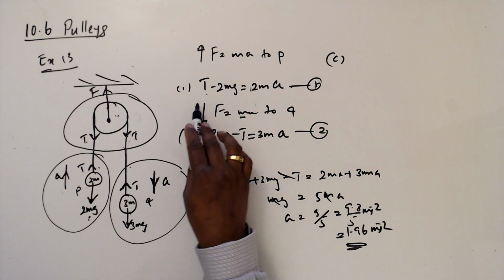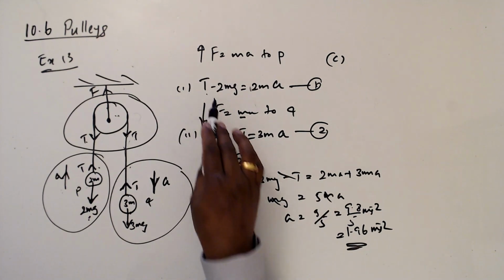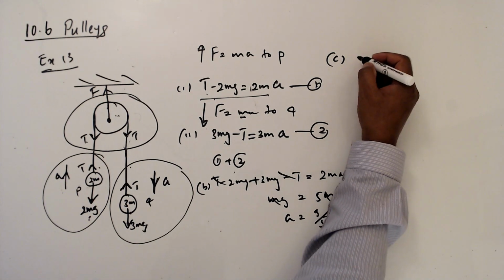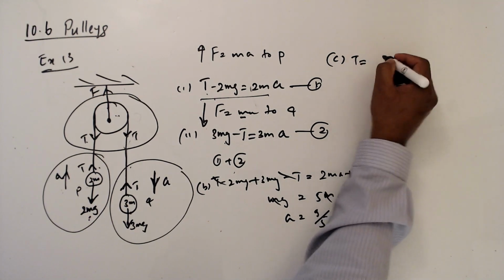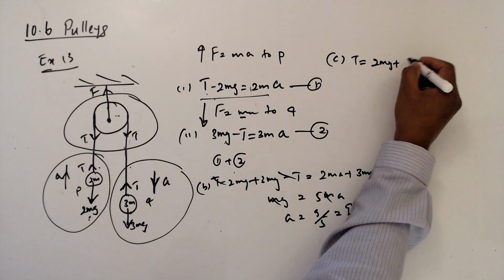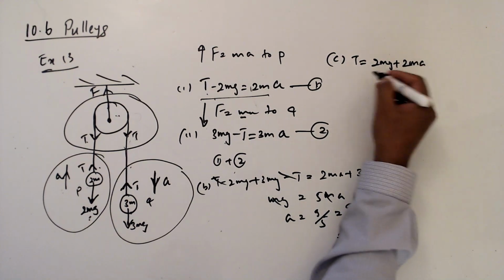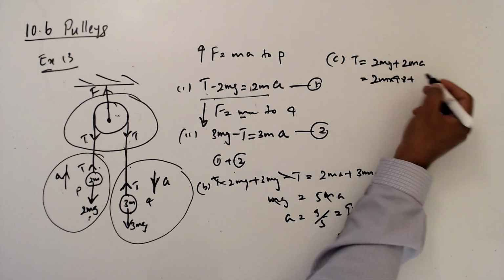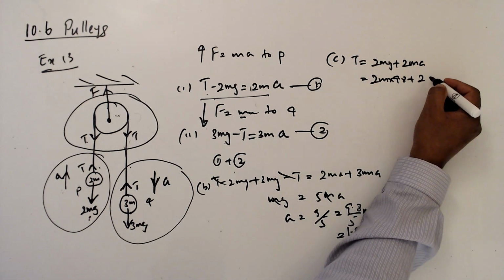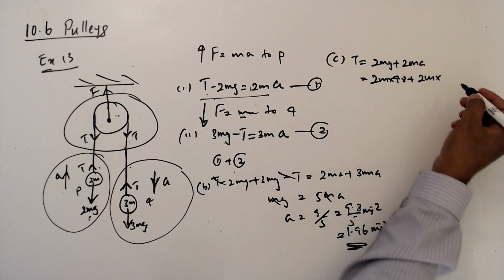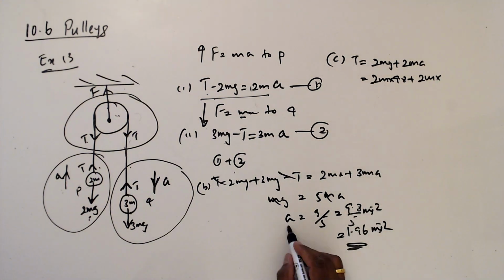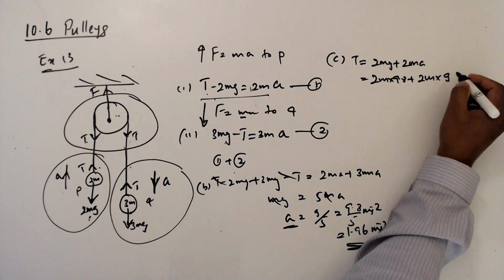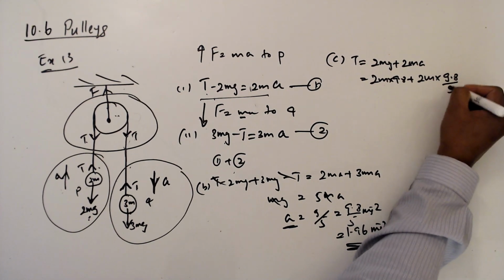Part C, we need to find the tension. Tension appears in this one and this one, so we'll use this one. T equals 2mg plus 2ma. So 2m times 9.8 plus 2m times the acceleration, which is g divided by 5, 9.8 divided by 5.